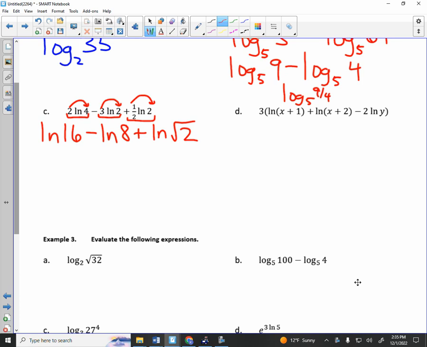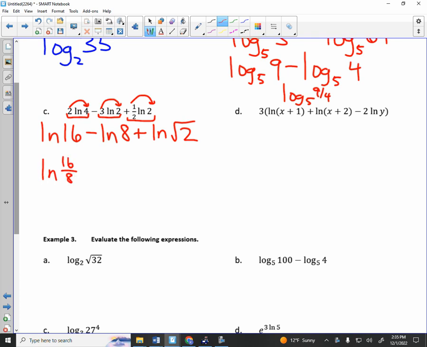Now, there's 2 things that people missed here as I was going around looking at people's work. The first thing is sometimes people tend to write it with multiple logarithms. For example, sometimes people like to write, say, the natural log of 16 over the natural log of 8. When you do that operation, it becomes 1 logarithm. It's 1 logarithm. So if you say the natural log of 16 over 8.